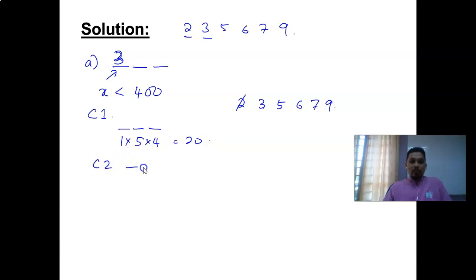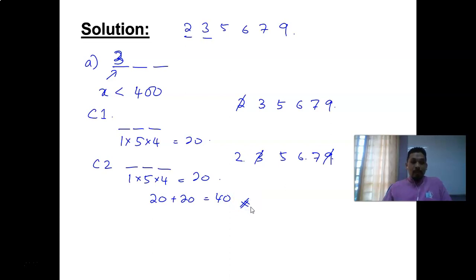Case number 2: if I begin the arrangement by selecting the number 3, there is only one 3 here, so there is 1 way. Then how many digits are left? 1, 2, 3, 4, 5, so 5 different ways of selection. Let's say we choose 9, then how many are left next? 1, 2, 3, 4. So there are 20 different ways. So case number 1 plus case number 2, 20 plus 20 equals 40.